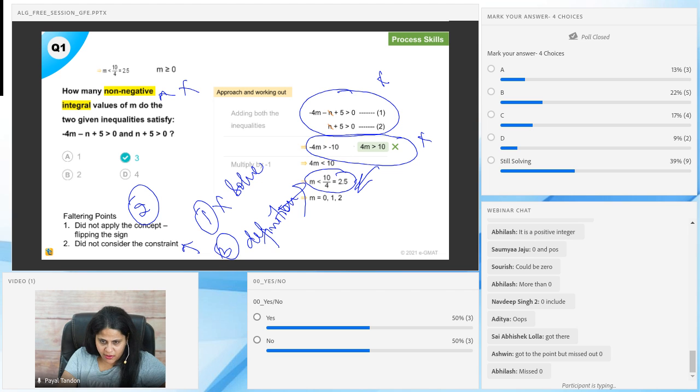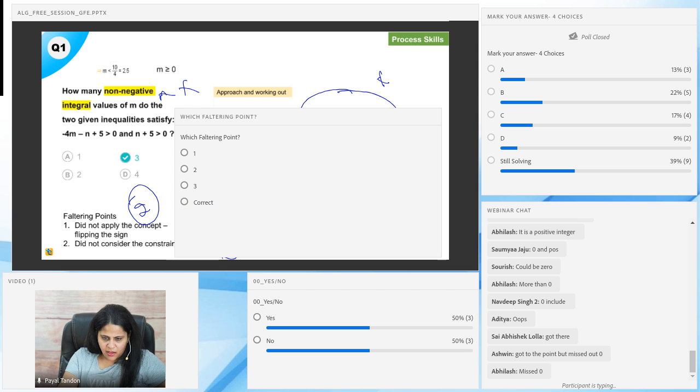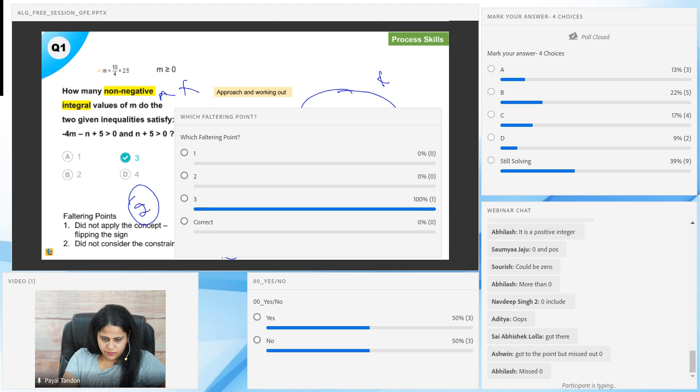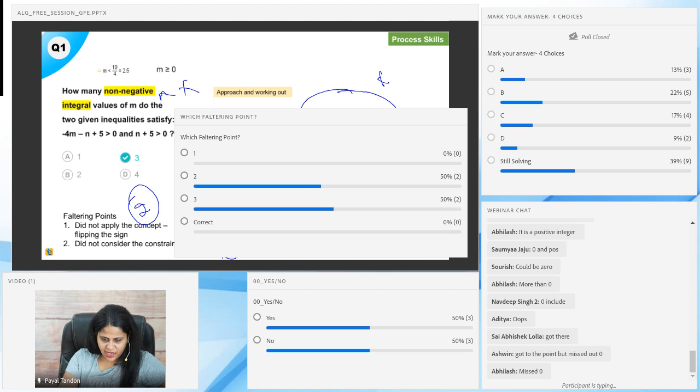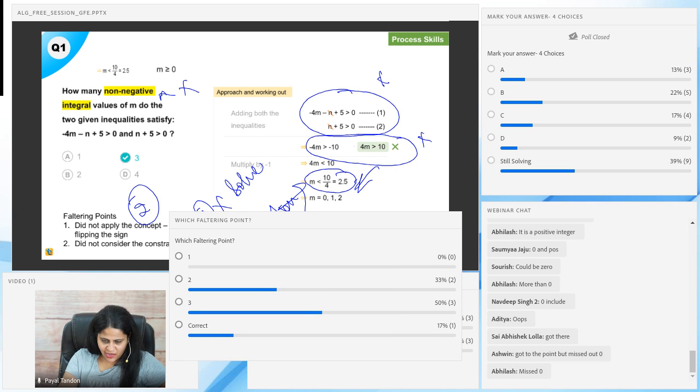Actually, let me get a poll here. Choose your answer. I'm going to edit the poll because that's very important. Okay, tell me here. Which one? Number three, the definition. Okay, let's see. Number two was did not flip the sign. And then obviously, those of you who got this correct, four of you got this correct. Okay, so that's the primary reason you did not know the definition.